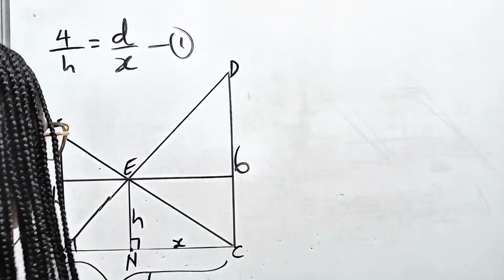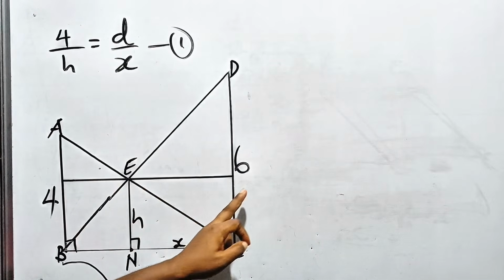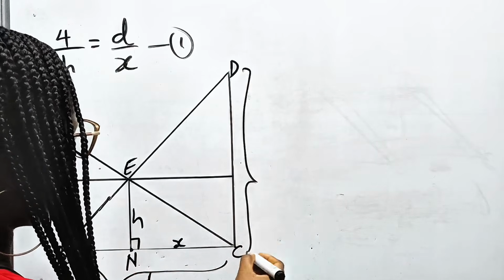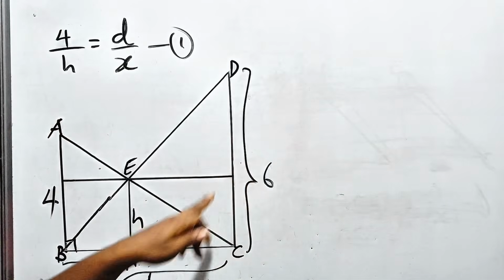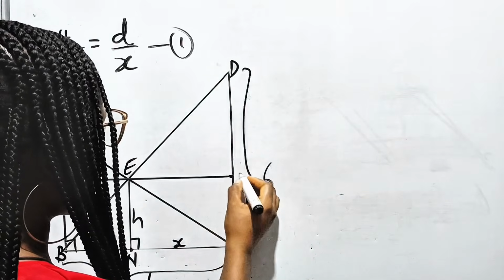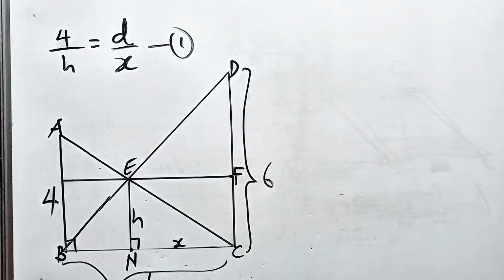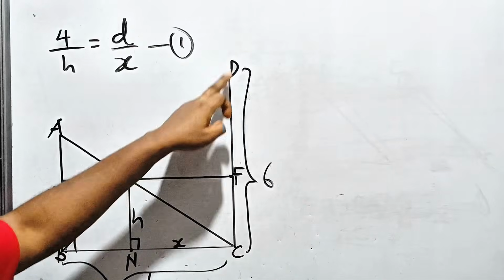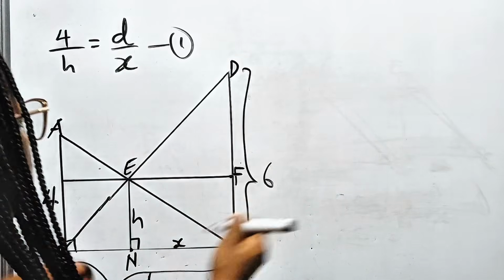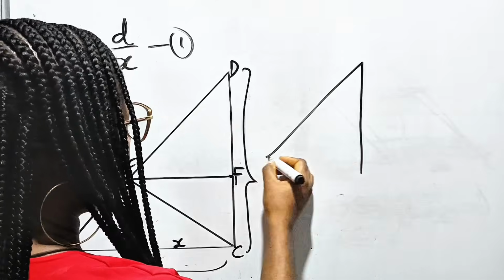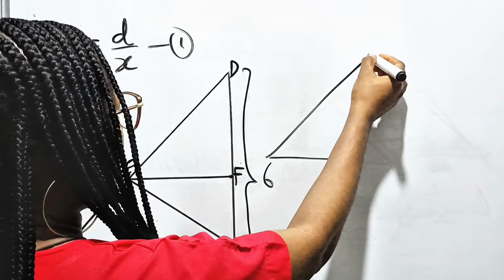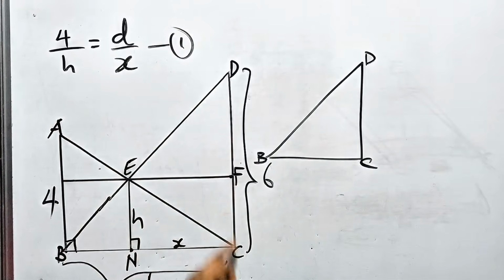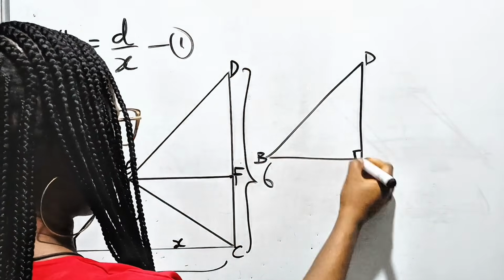Okay, so for this parallel line now, let's call this meeting point from here to here is 6. We stopped at E, so let's call this point F. Now we have formed 2 triangles. We have triangle BCD. Let's draw that out. This is D, this is B, and this is C, right? So BCD. This is 90 degrees.